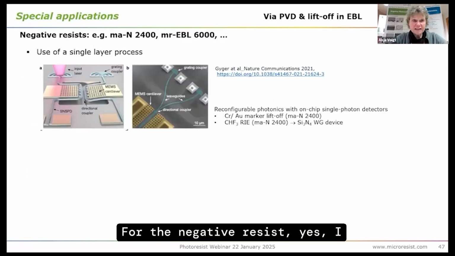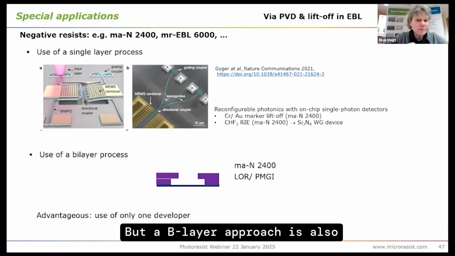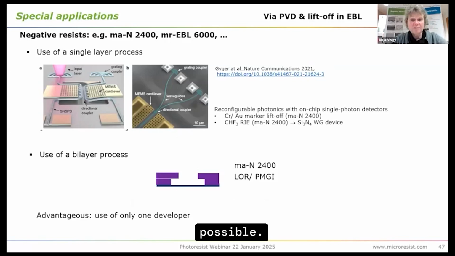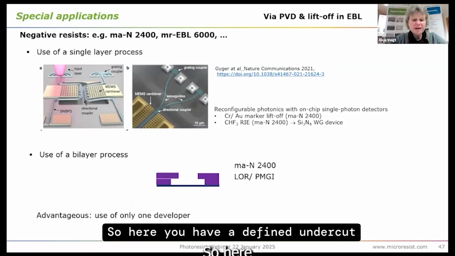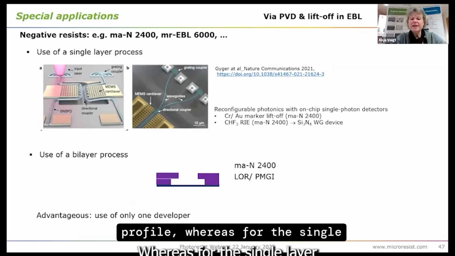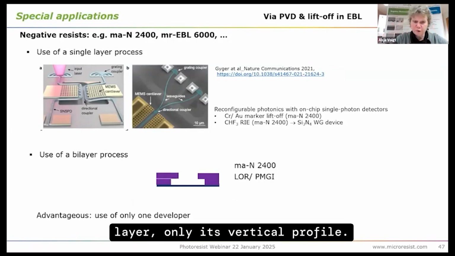For the negative resist, yes, I already showed that's possible, but a bilayer approach is also possible. So have the negative resist on top of LOR or PMGI. Here you have a defined undercut profile, whereas for the single layer, only a vertical profile.